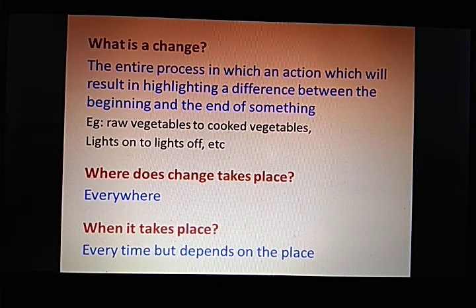Every time, that means when it takes place, does this change have a specific time? No. There is no specific time that this change will take place, or that a particular change will happen. It's not that there can be exactly the same timing. A change will take place every time, but it varies from place to place. Every place it takes place, but at the same point of time it may not take place.